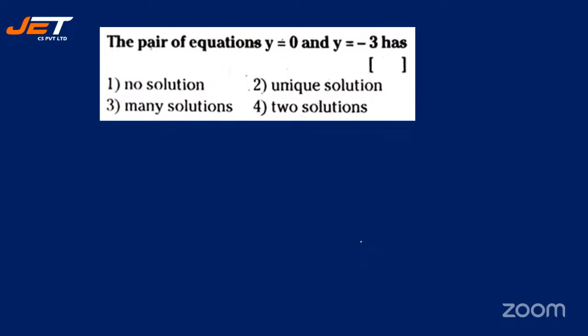All right. The pair of equations y is equal to 0 and y is equal to minus 3 has dash: no solution, unique solution, many solution, or two solution. Yes, quickly give me your answer, students.